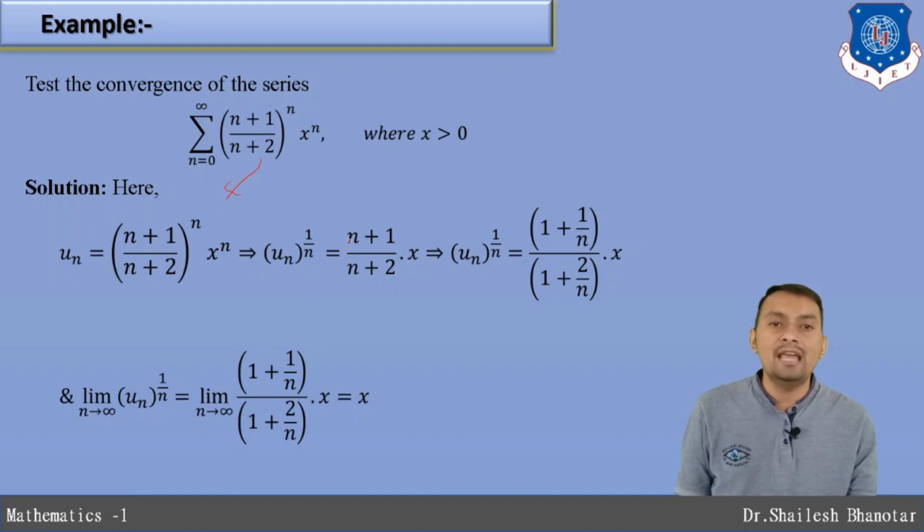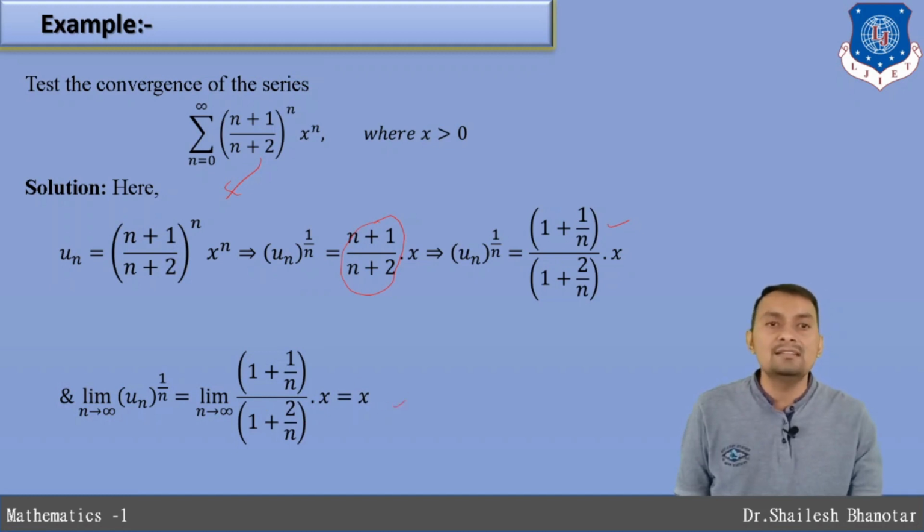When we take n common, because this contains the highest power, n raised to 1, and the denominator contains the same, n raised to 1, we can take it common and cancel it out, so you will be left with this. And when you apply the limit n tends to infinity, you get 1 plus 0 divided by 1 plus 0, into x, so you will get only x.